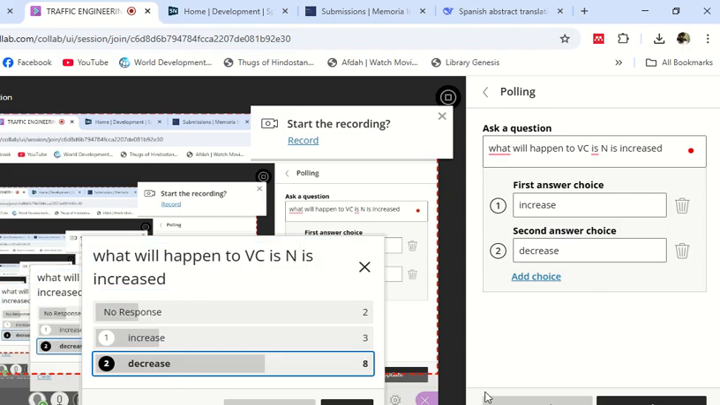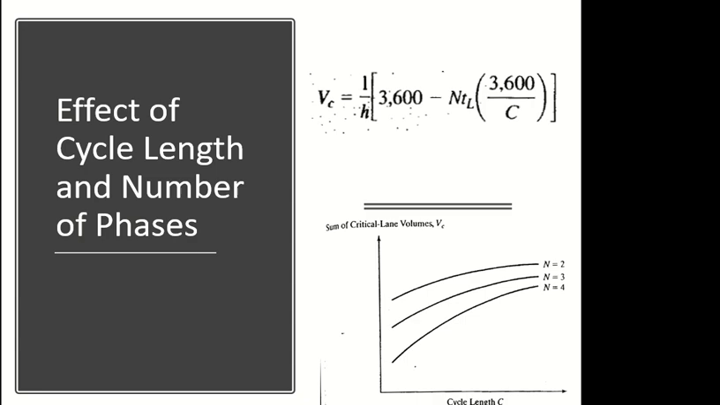Okay, it will decrease. Yes, it will decrease. Most of you were correct. Because you have N here, which is negative. So if I increase N, Vc will decrease, which is what you can see here as well. N is increasing, Vc is decreasing.